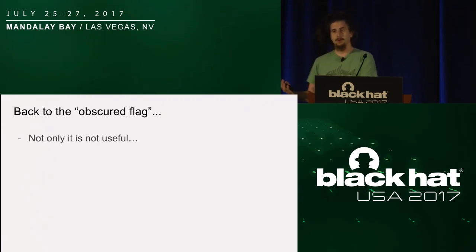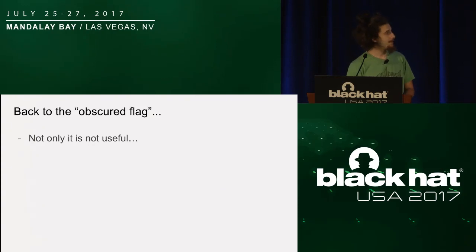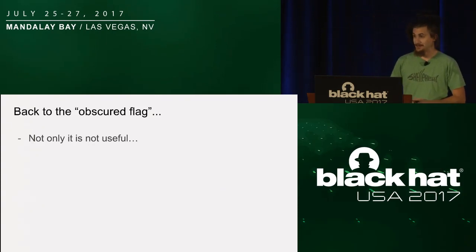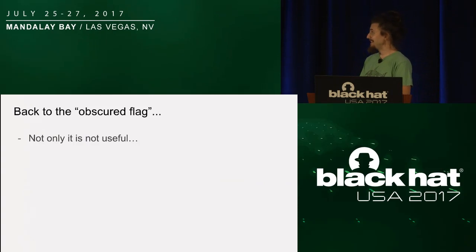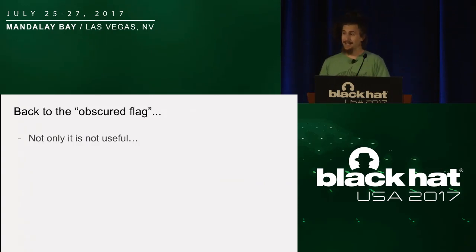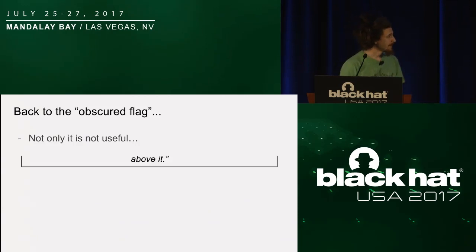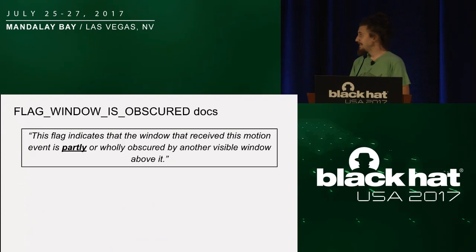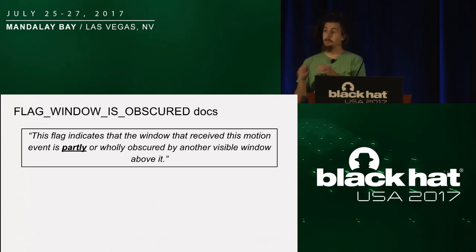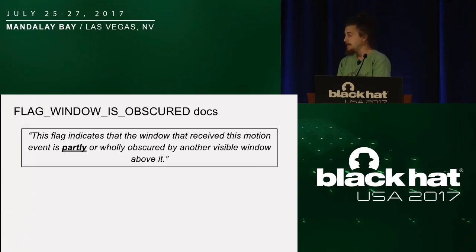Now, before we go into what we can do with this accessibility service, I want to have a discussion about this obscure flag, because not only did we find it's not useful, but we found a couple of things that were quite interesting. The first one is that the documentation is slightly misleading. If you check the docs, it is written that this flag indicates whether there was an overlay that fully or partially covers an overlay. So it seems this is not true, in the sense that if you cover it partially and then you click in a place that was not covered, actually this flag doesn't seem to be set. And it seems that Google is quite aware of this.